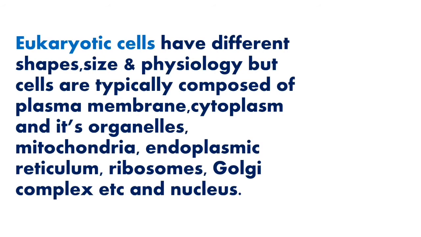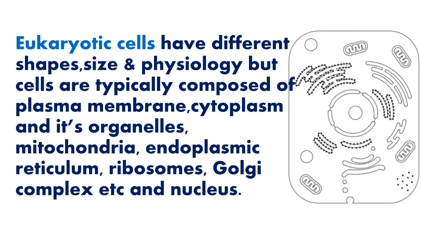Eukaryotic cells have different shapes, size and physiology, but cells are typically composed of plasma membrane, cytoplasm and its organelles, mitochondria, endoplasmic reticulum, ribosomes, Golgi complex and the main part nucleus. So this is the diagram of cell.